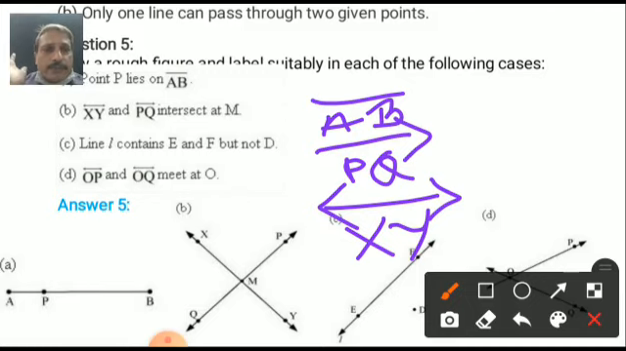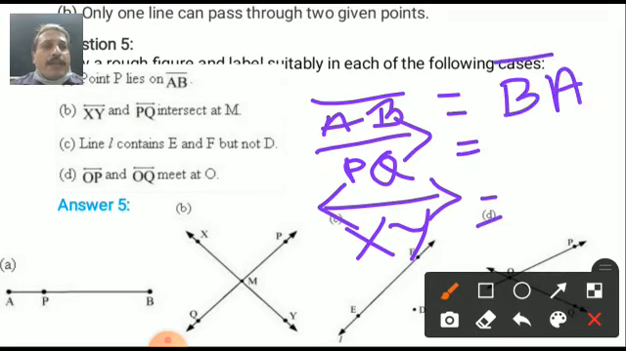Whenever you are showing line XY, you have to show it in this way. Don't forget. Sometimes students represent line segment AB as equal to line segment BA, which is possible. Line XY is also represented by line YX. There is no problem.